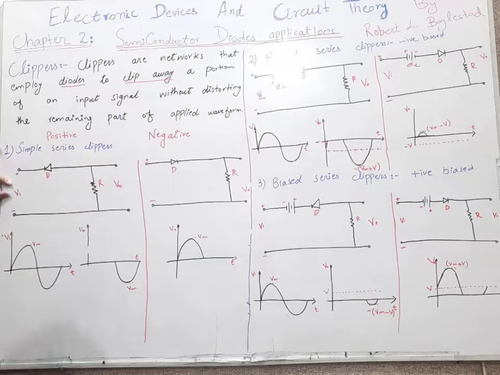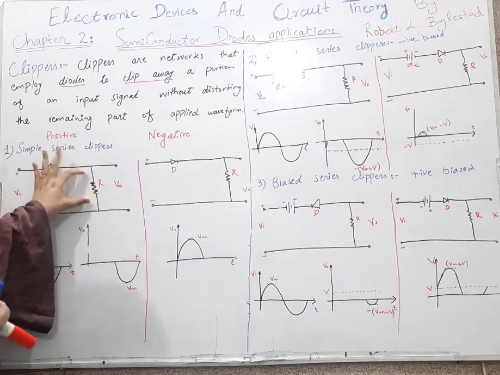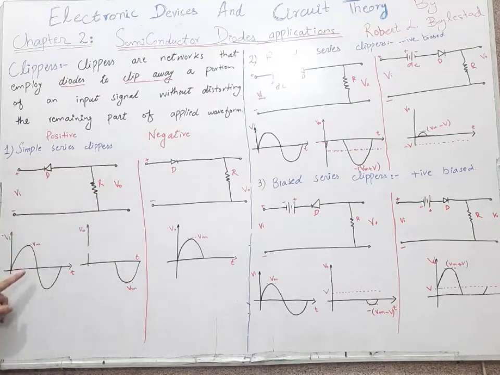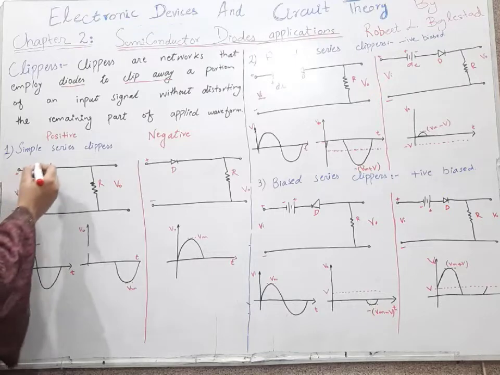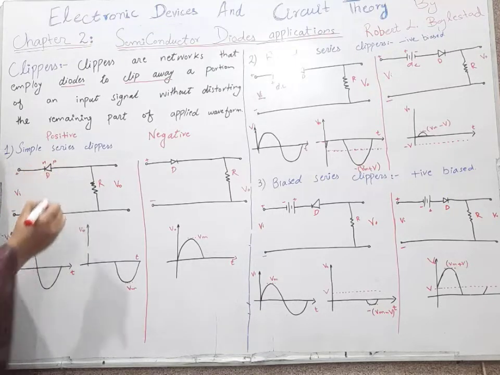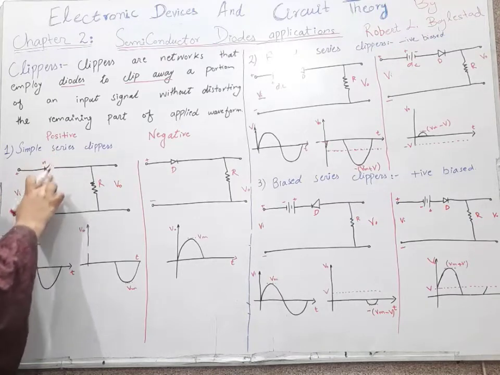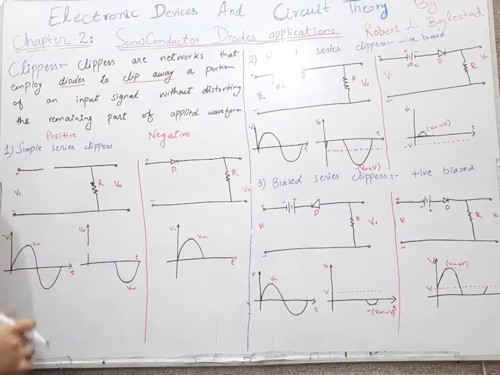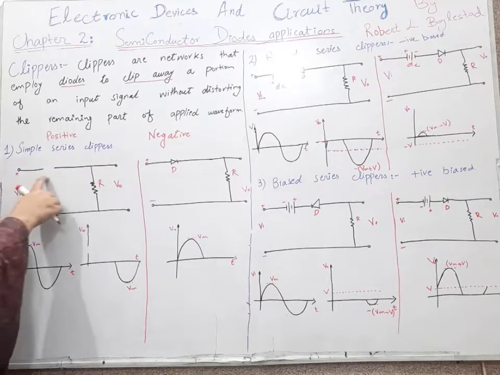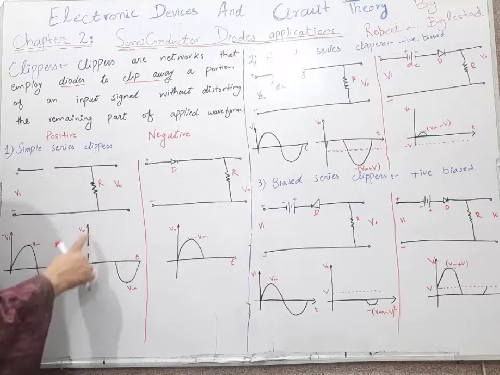We will apply our input waveform at this point, and we will get the output waveform across the resistance. This is our input applied waveform. For the positive half cycle, this is the simple series clipper circuit. This is the N terminal and this is the P terminal of the diode. N is connected to positive, so for the positive half cycle, our diode will be reverse biased and will act as an open circuit, and we will get nothing at this point.